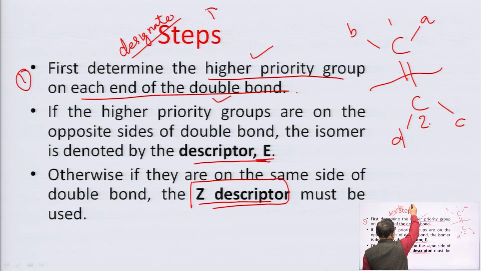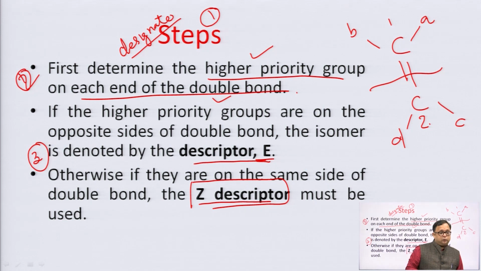First is the designation of the carbons, second is the priority determination, and third is the observation of the orientation of the higher priority groups. So, my dear students, we have to do 3 steps. First of all, designate the carbons, then determine the priority, and then observe the configuration, whether they are present on the same side or on the opposite side. If they are on the same side, we will call them Z. If they are on the opposite side, we will call them E.